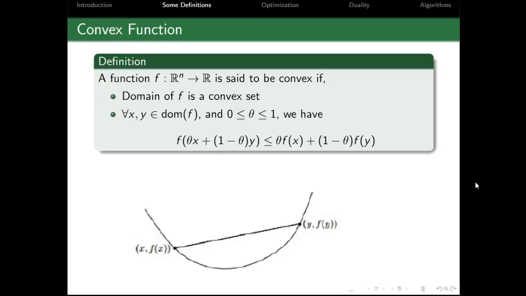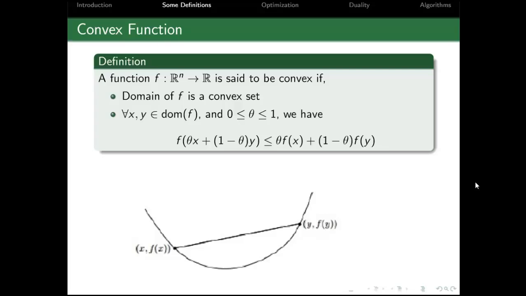So what I mean is f of theta x plus 1 minus theta y, that is the value of the function for a convex combination of these points, should be less than or equal to theta f of x plus 1 minus theta f of y. This is the convex combination of the function values at these individual points. So geometrically you can see that the line joining x comma f of x and y comma f of y should lie above the curve.